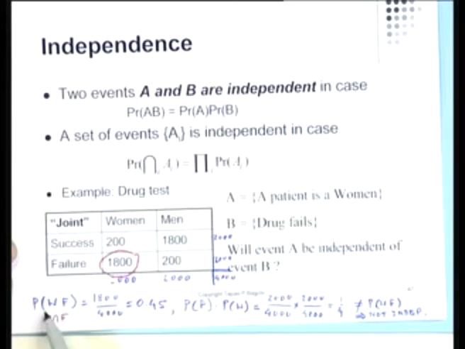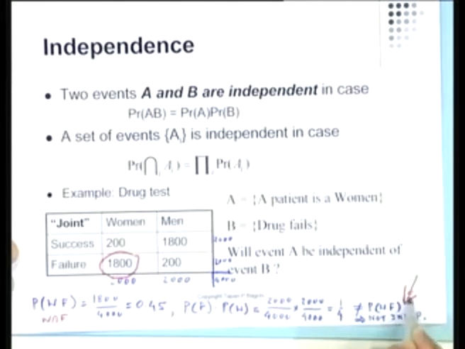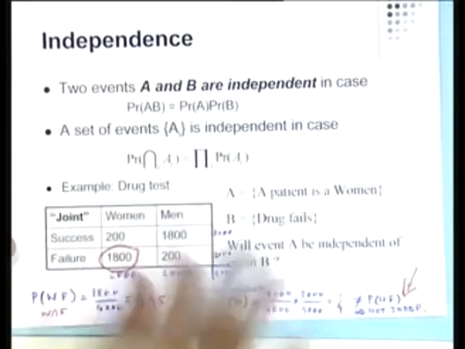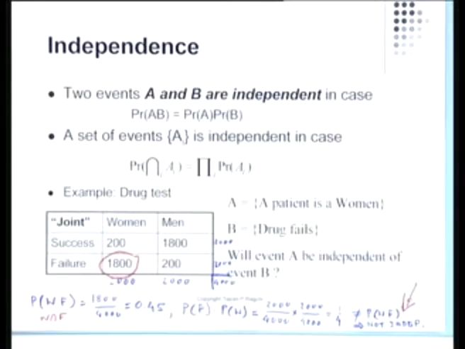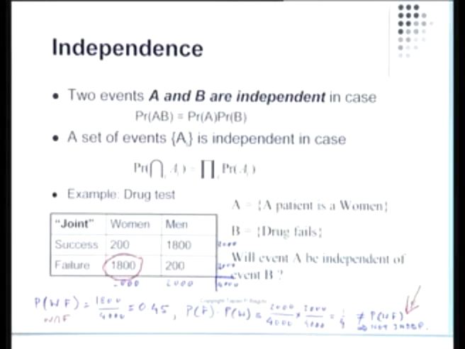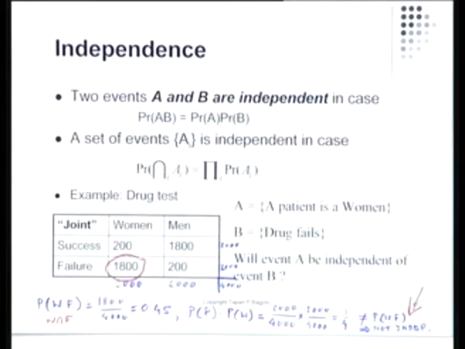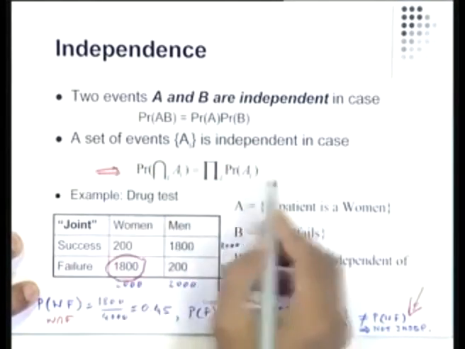And look at WF. WF is the joint probability, which is 0.45. It is not equal to 0.25. Therefore, these are not independent. So the conclusion is that the drug failing and the patient being a woman are not independent events. This I get by just applying this little formula here. This formula is the test for independence.